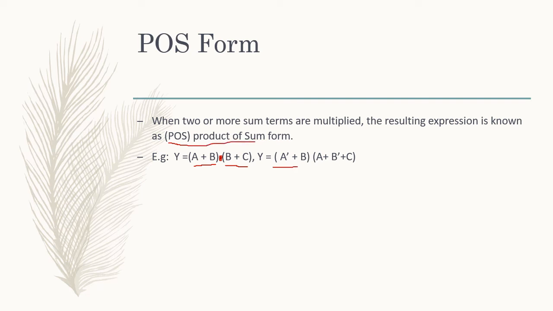Similarly for this one also, a plus b is a sum term and another, a plus b plus c, is also a sum term, and we are taking the product of these two, so that's why this is known as the product of sum term or max term.